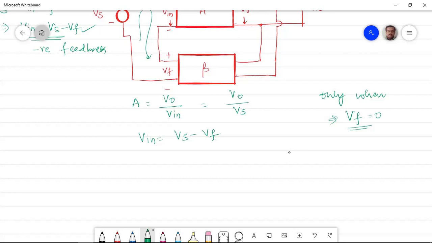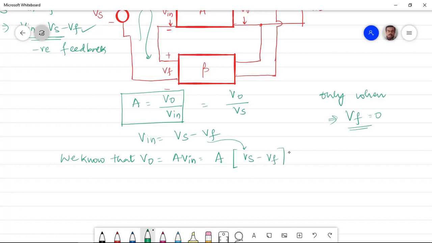So what can I write further? I can further write the equation for V naught. We know that V naught is equal to A times Vn, because we have that equation right here. Fine. So I can write it as A times Vn. Further, what is Vn? I'll bring this equation here. So I shall write it as A times Vs minus Vf, or I can write this as A times Vs minus A times Vf.